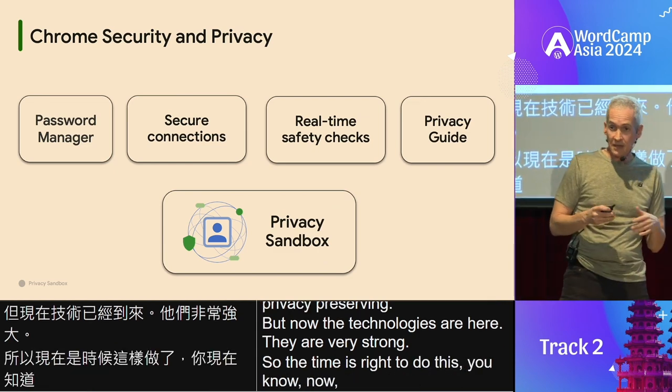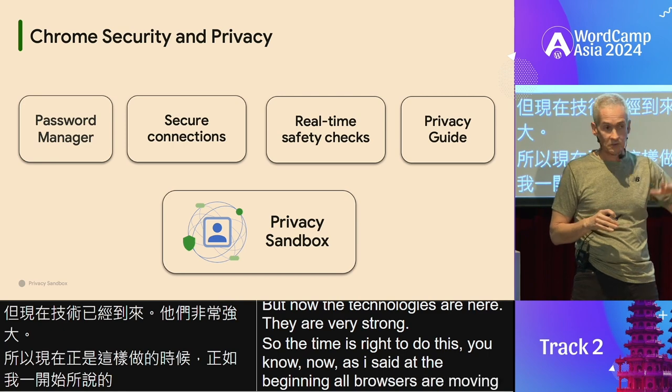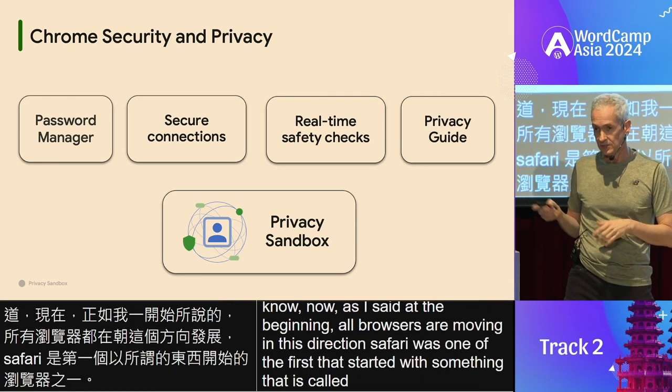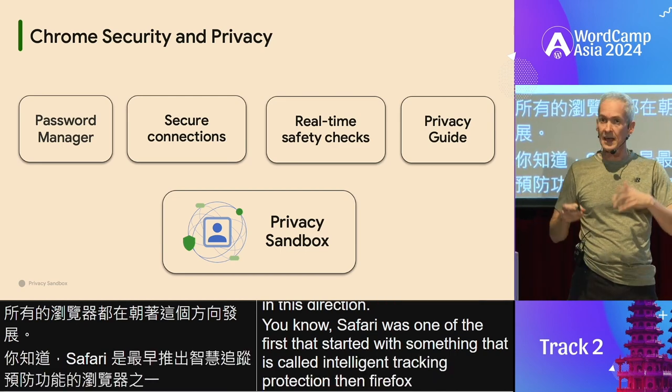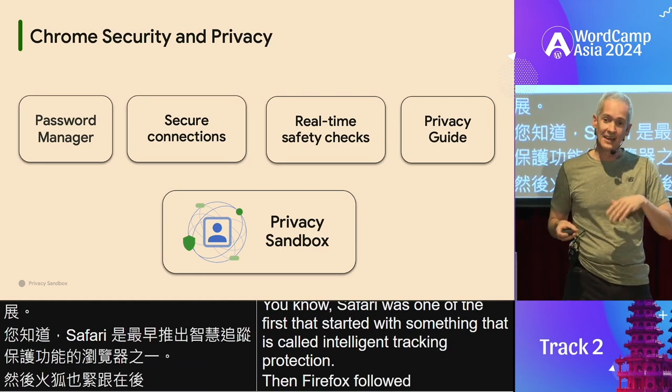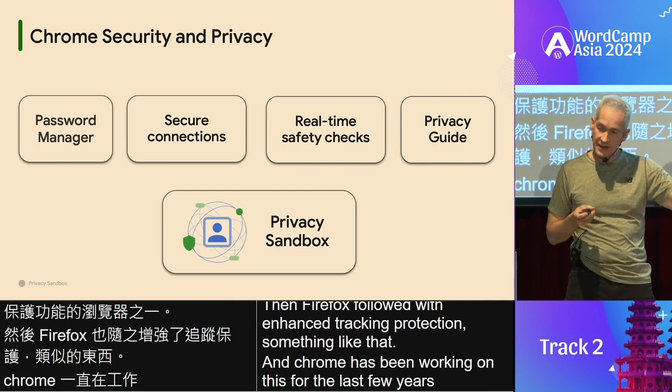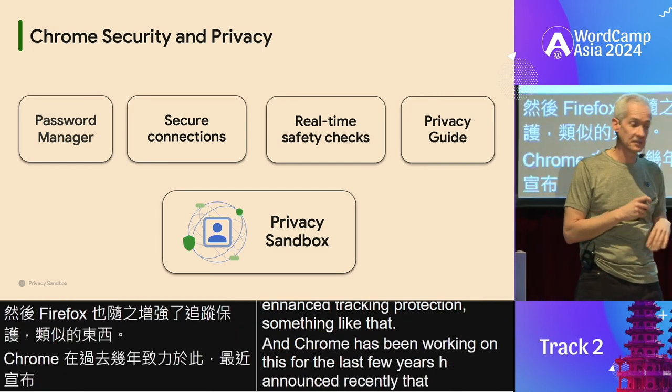As I said at the beginning, all browsers are moving in this direction. Safari was one of the first that started, with something called Intelligent Tracking Prevention. Then Firefox followed with Enhanced Tracking Protection. Chrome has been working on this for the last few years, and Edge announced recently that they are also going in the same direction.